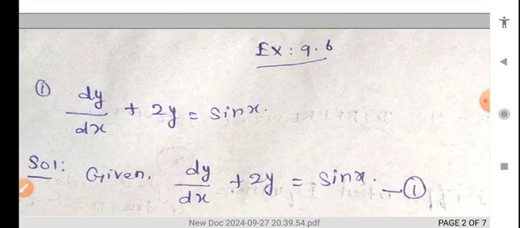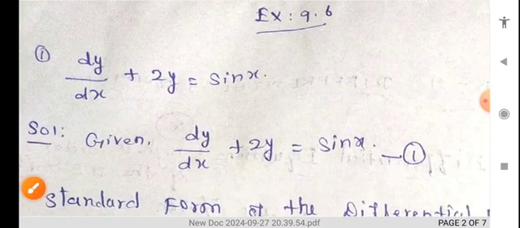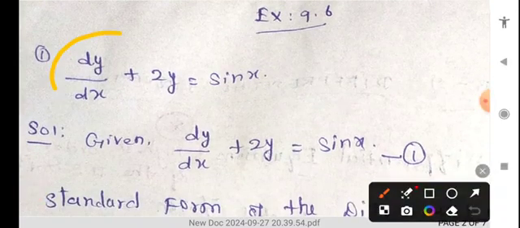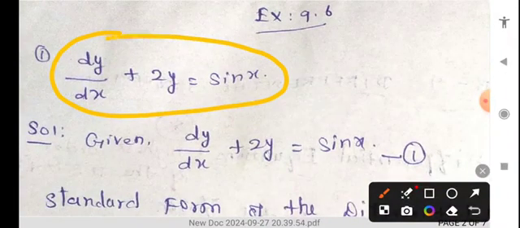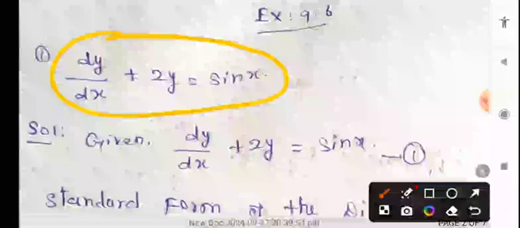What is the first sum? It is given dy by dx plus 2y equal to sin x. Now, see this, which is in the form here. First, you have to see whether it is a linear differential equation or not. While comparing this, the highest degree of the given equation is 1 only. So it is nothing but a linear differential equation.